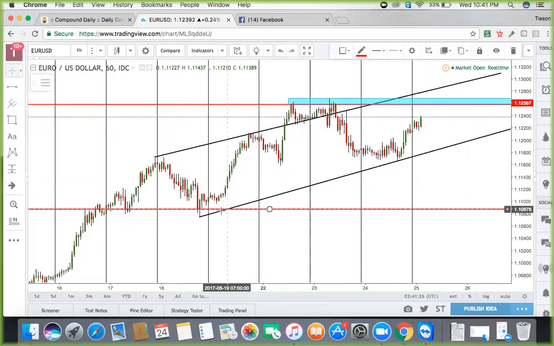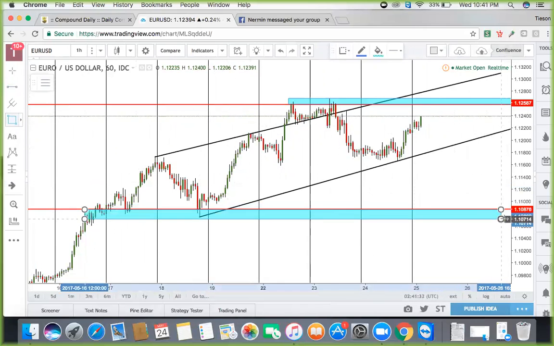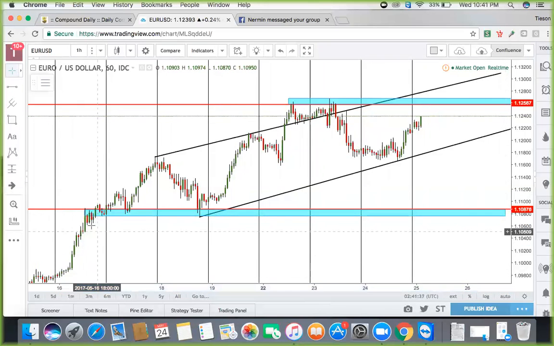So I'm going to draw a little zone right where this wick is. You guys see that? You see how I drew it? I don't draw it in the bodies. I draw it on the wicks. I draw it on the long wicks. Look at that. So I drew it out.